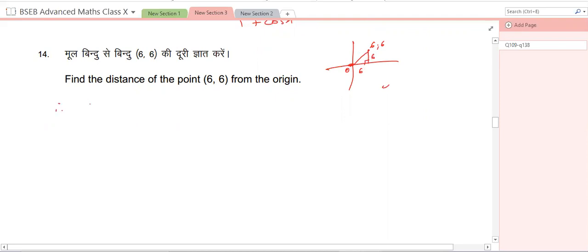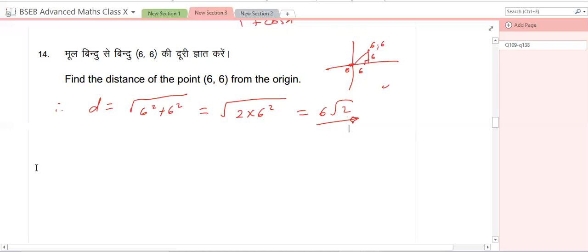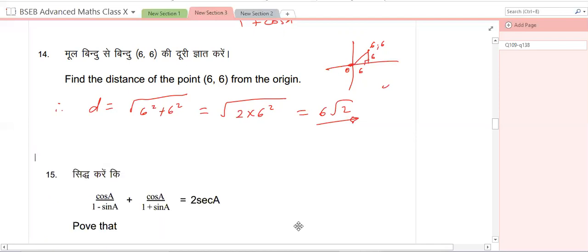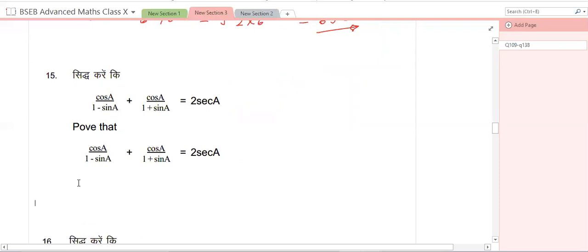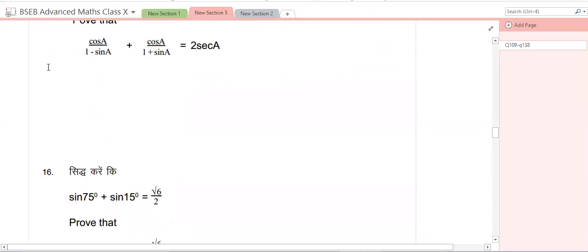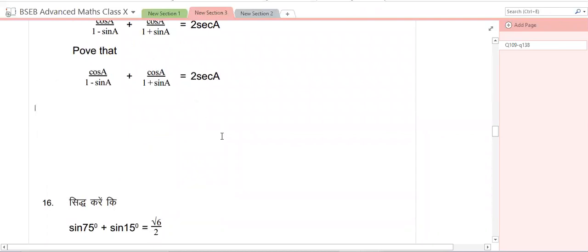Therefore, distance is equal to square root of 6 squared plus 6 squared. I'll write it as square root of 2 times 6 squared, which will give me 6 root 2. So that is the solution. Question number 15. Question number 15, we want to prove that cos A over 1 minus sine A.